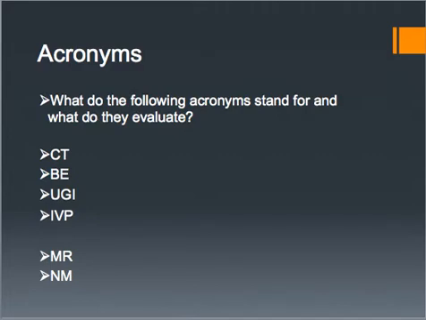And then the other two acronyms that we have down here are for different modalities. So MR stands for magnetic resonance. We can also refer to it as MRI, which is magnetic resonance imaging. And then we have NM, which stands for nuclear medicine. So those are some that you would want to become familiar with prior to taking the midterm.